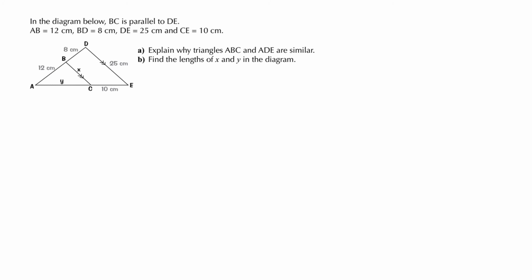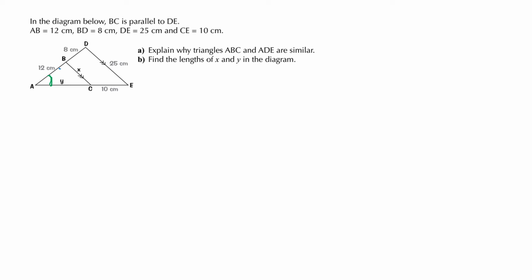So back to triangles. In the diagram below, BC is parallel to DE, and we've got some side lengths on there, and we need to explain why ABC and ADE are similar. So again, we've got this angle here, which is common to both triangles. So in both triangles, that angle would be the same.